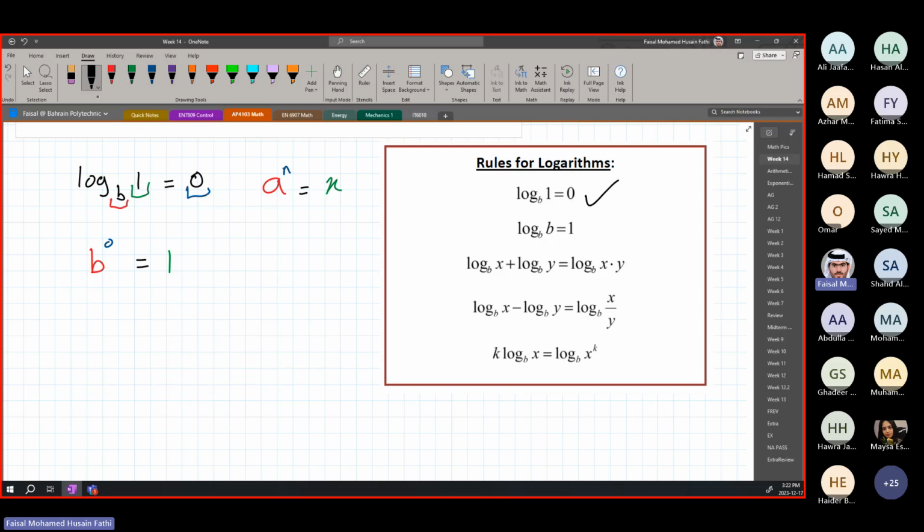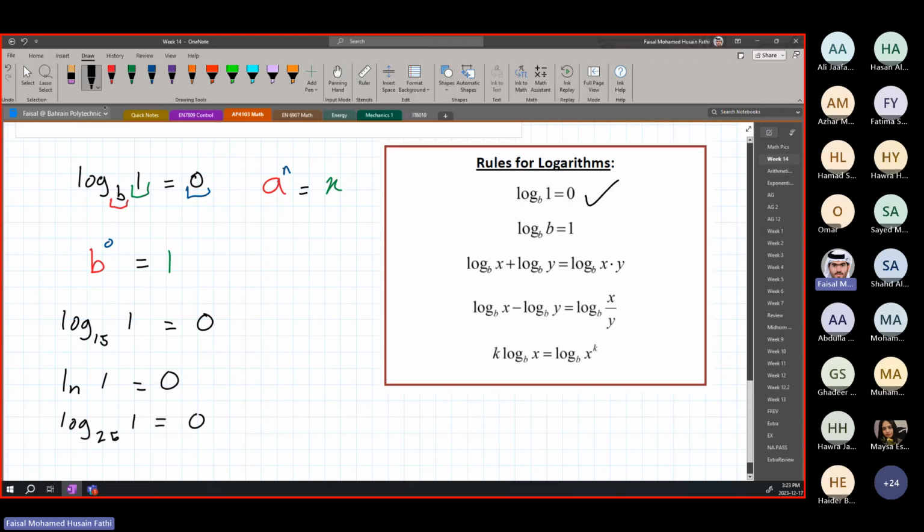So log of any base of 1 is always equal to 0. So log 10 or log 15, for example, of 1 is equal to 0. Ln of 1 is equal to 0. Log 25 of 1 is equal to 0. Okay? So this is the first rule, I should say, of logarithms.